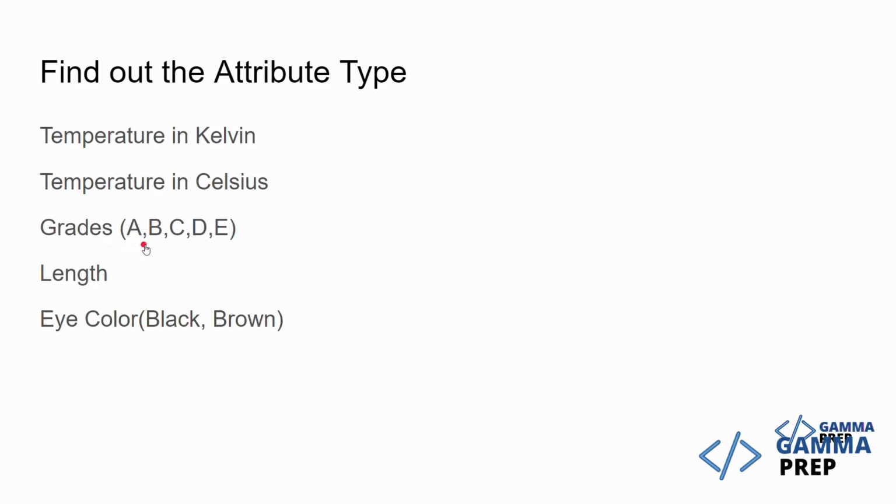Grades. In grades, we can only figure out whether the attribute values A and B are the same or not the same, and we can order them. A is greater than B. We cannot find the difference. So this is going to be ordinal.